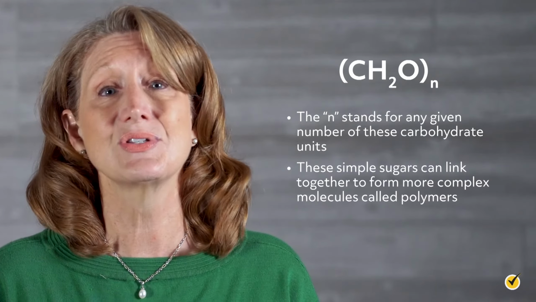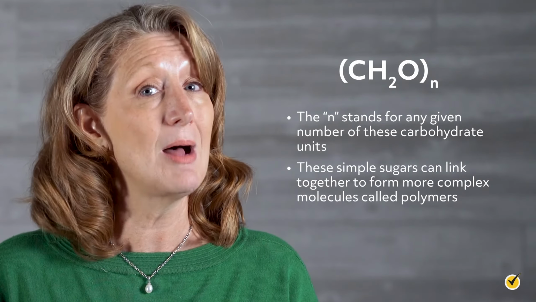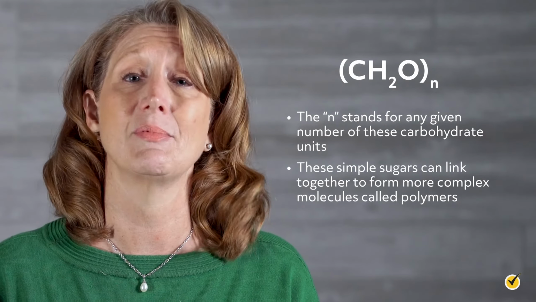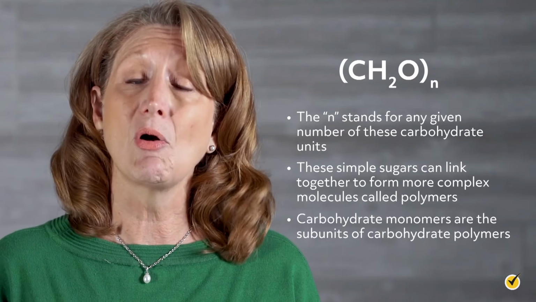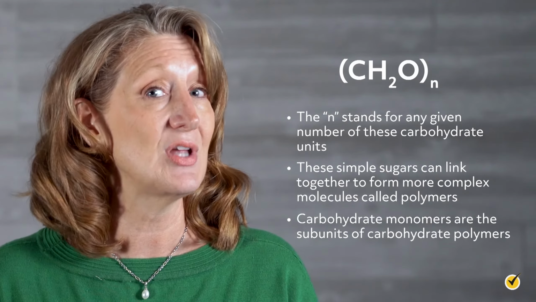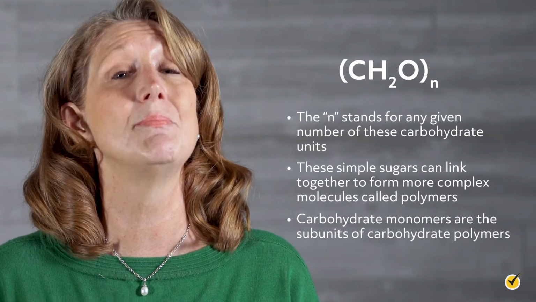These simple sugars can link together to form more complex molecules called polymers. So carbohydrate monomers are the subunits of carbohydrate polymers. We can have simple sugars of just 1 monomer or more complex sugars with lots of monomers all bonded together. This means they vary in structure and are therefore really diverse.